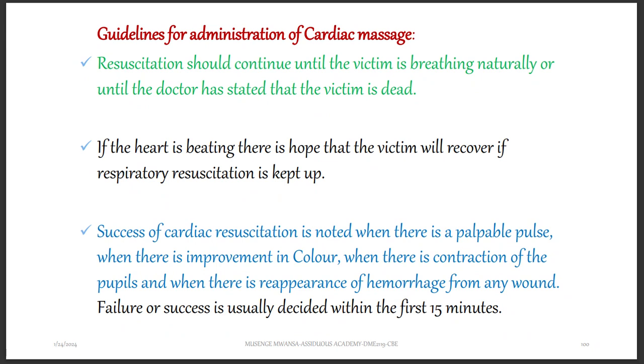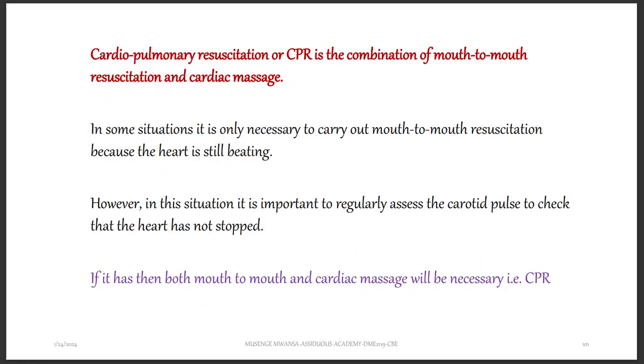Failure or success is usually decided within the first 15 minutes. So if you've been performing the cardiac resuscitation for 15 minutes and nothing is happening, you will know that, peradventure, this person has died. Cardiopulmonary resuscitation, also known as CPR, is a combination of mouth to mouth resuscitation and cardiac massage. That is what is known as CPR.